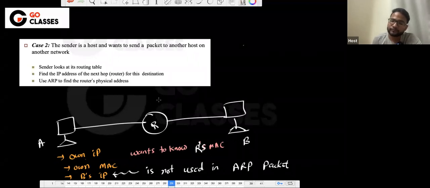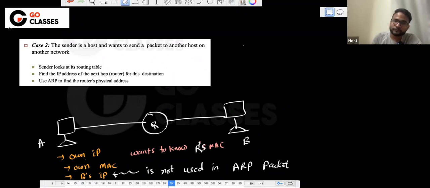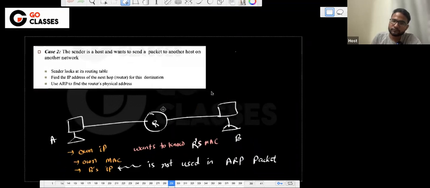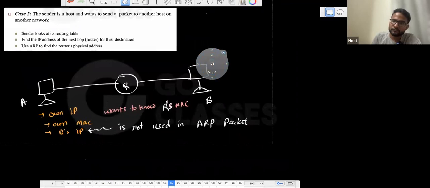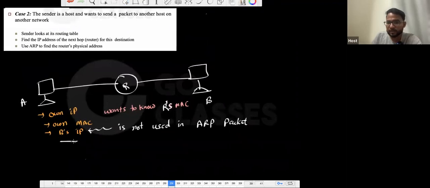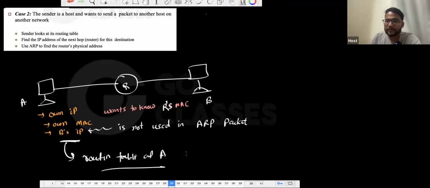Let me know quickly. Now, where am I using B's IP address? Can anyone tell me quickly? Am I using B's IP address in the whole process? I think we are using it somewhere. Can anyone tell me where? See, using B's IP address only, I will get to know, from the routing table of A, what is the next hop, right? Next hop.